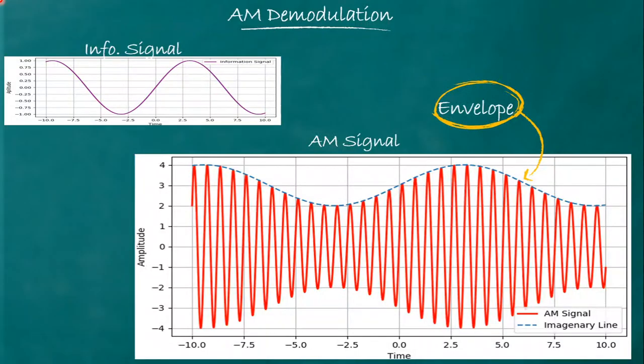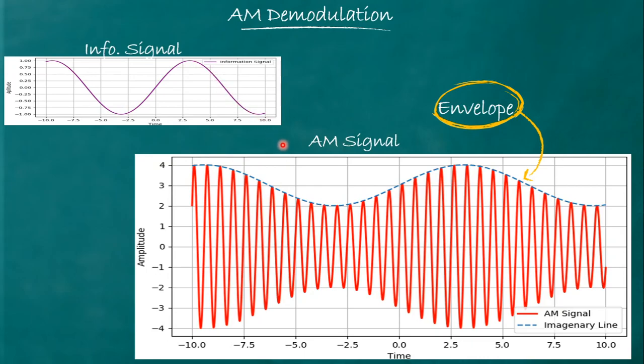Before starting the AM demodulation, if we recall the previous parts, then we note that in the AM signal, the amplitude of the carrier is varying according to the instantaneous value of the information signal. And we also know that if we connect the peaks of the AM signal with an imaginary line, then that imaginary line is called the envelope. We also know that the shape of the envelope is the same as the shape of the information signal.